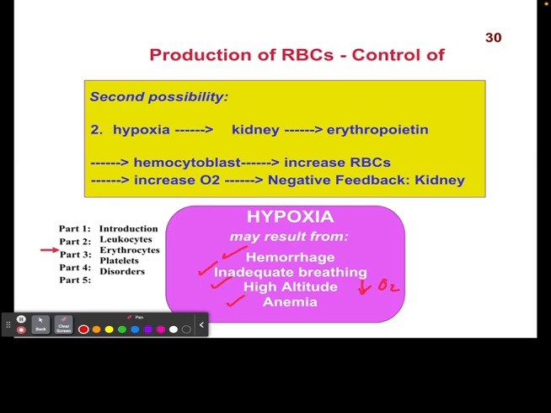So going back to this image here, just like we talked about, the kidneys specifically are going to create this erythropoietin, and therefore more hemocytoblasts, and therefore more red blood cells. More red blood cells, more oxygen. And now that I've repeated myself multiple times, hopefully you can better understand what's happening here. If you have any questions, please let me know.